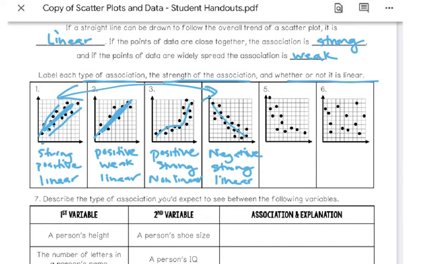The next one is kind of the same idea. It looks like it's trending downward, but it's not necessarily linear. So we're going to say it has a negative association, and it is kind of weak. The data points aren't as close together, and we would consider that non-linear. And the last one, of course, they're all over the place, right? We don't see any correlation whatsoever. So we would say there's no association at all. It's weak and nonlinear.